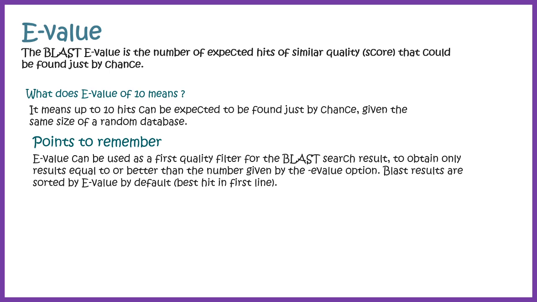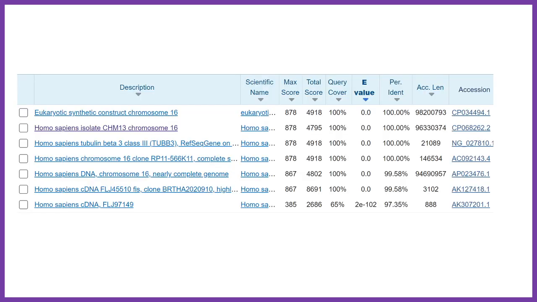So let me tell you what E value is. So E value is a number of expected hits of similar quality that could be found just by chance, right? That means, let's say you have a E value of 10. That simply means that 10 hits can be expected by chance. So the moral of the story, smaller the E value, better would be your match. So you can analyze it from the Blast results.